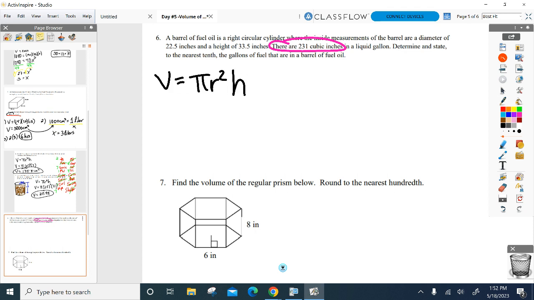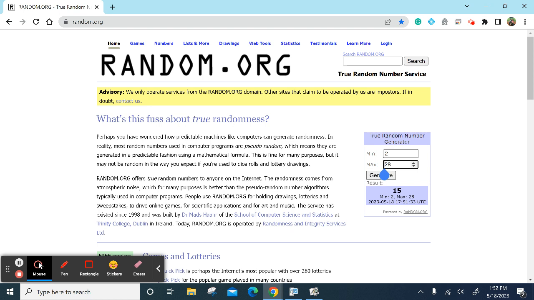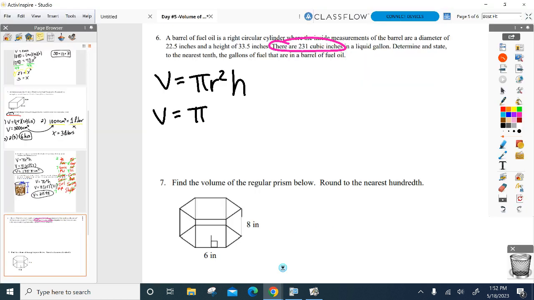It's a cylinder. And I don't know if anybody's getting a little weirded out by right circular. That just means it's standing perpendicular to the ground. That's it. It's not slanted. All right, what's the radius of this barrel? 25? It's 11.25. 11.25 squared. The height's already given. Zip it. Jeez. 33.5.